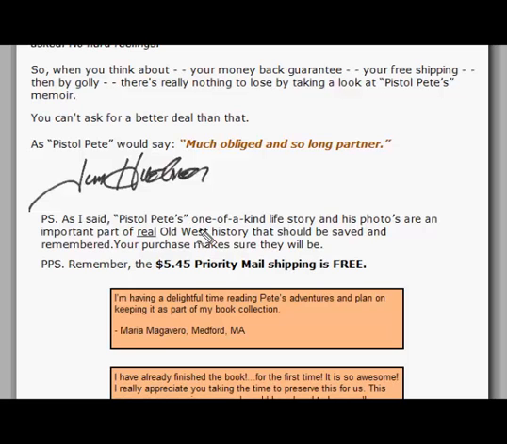P.S. As I said, Pistol Pete's one-of-a-kind life story and his photos are an important part of real Old West history that should be saved and remembered. Your purchase will help make sure of that. Remember the $5.45 shipping is free, and also I would remind them of the 90-day guarantee in this section.